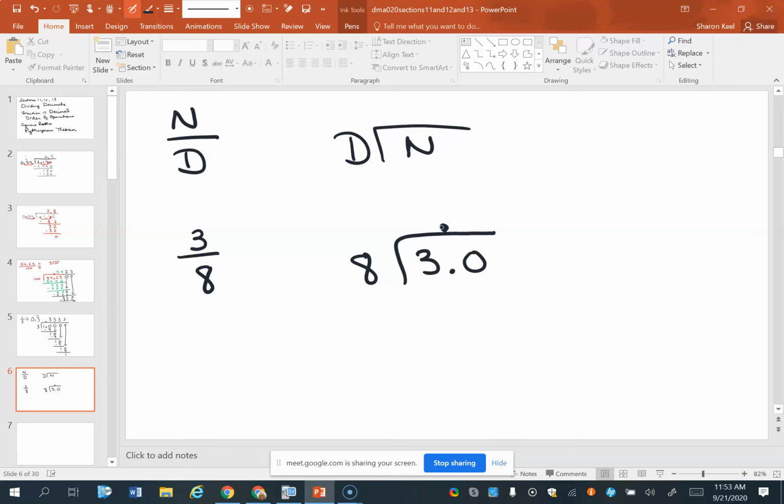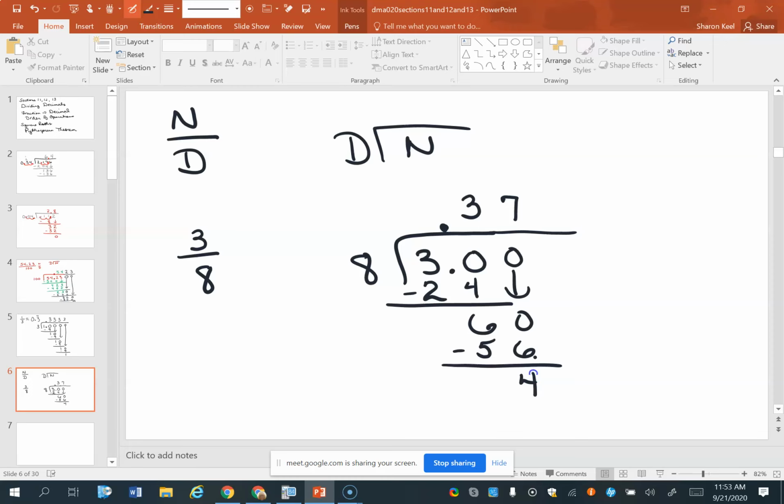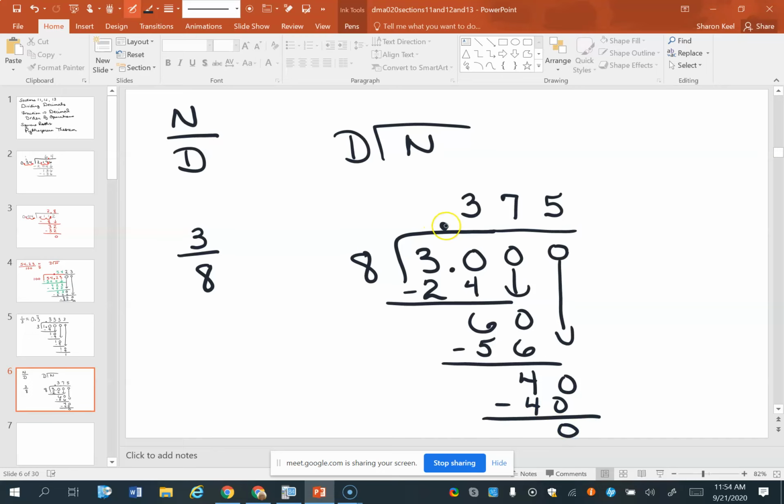8 will go into 30 3 times. 3 times 8 is 24. When you subtract, you have 6. We're going to add a 0, bring it down. 8 goes into 60 7 times. 7 times 8 would give us 56. Subtract, we have a 4. Add a 0, bring it down. 8 goes into 40 5 times. 5 times 8 is 40. And after we added a couple of zeros, we see this one divided out evenly, and we were able to stop.